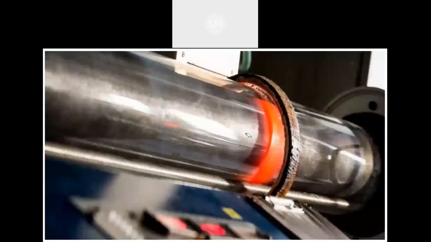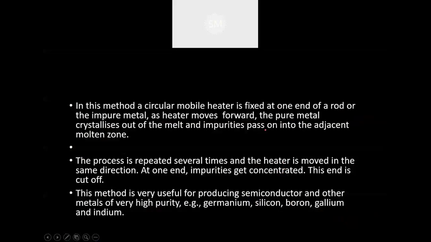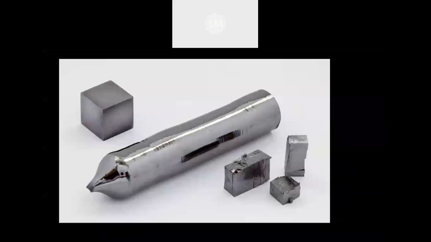See here, I have taken the actual setup. You can see the melt taken on this side and the circular heater is there. When you pass that, the melt gets into the liquid state and all the impurities will get dissolved over there. Finally it will be collected at the end and broken off. The impurities will be removed and you will get the pure metal.